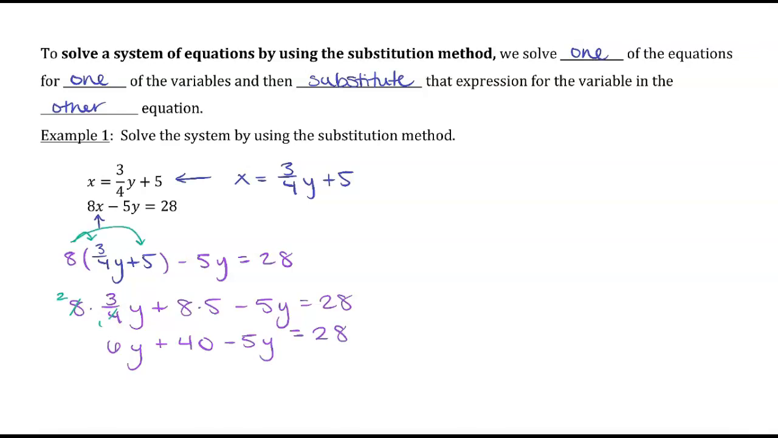Combining like terms, we have 6y and negative 5y. That simplifies to 1y. Finally, subtracting 40 from both sides, we find that y is equal to negative 12.